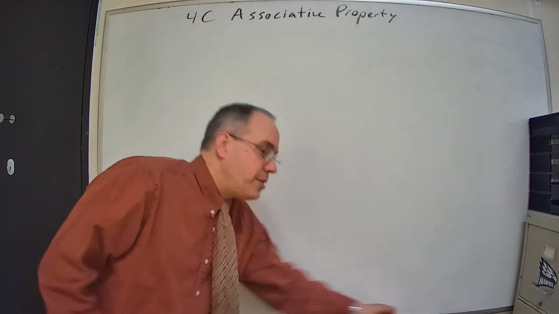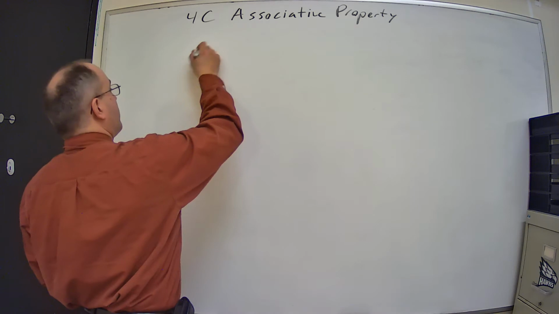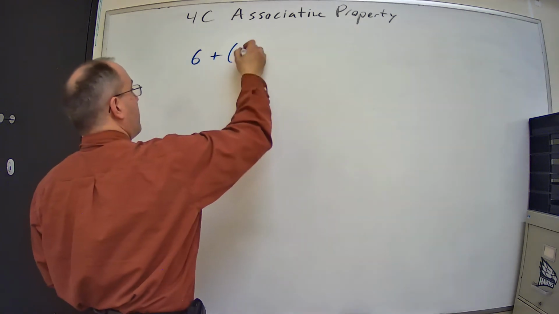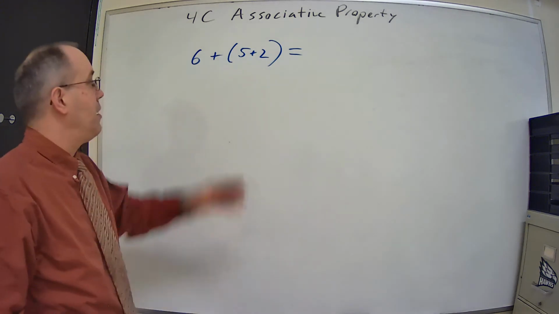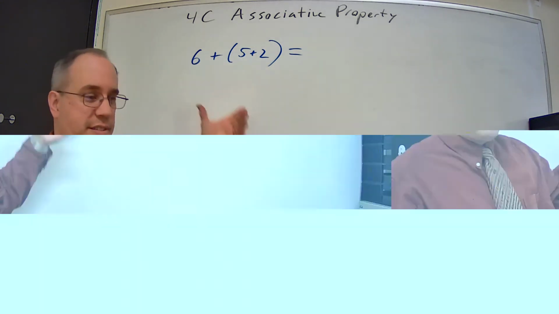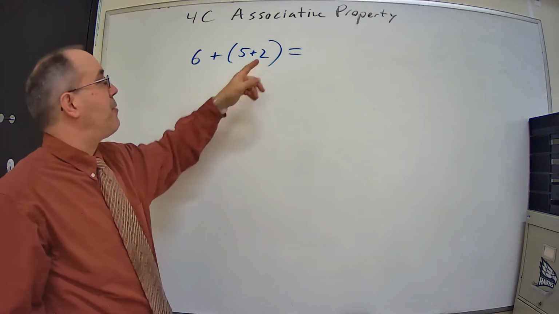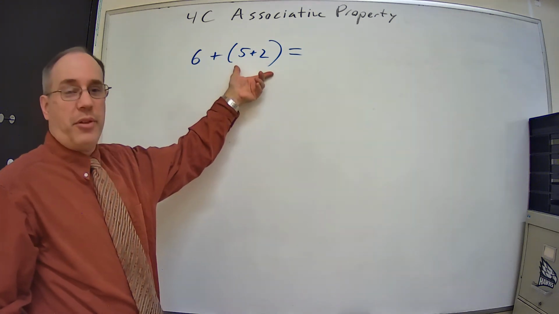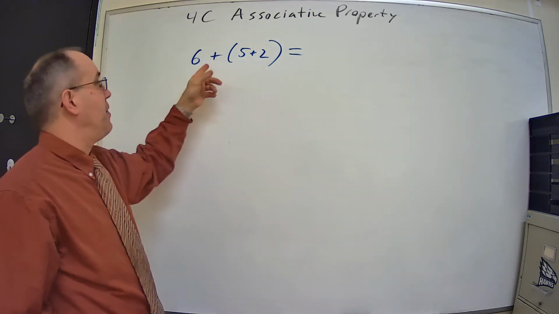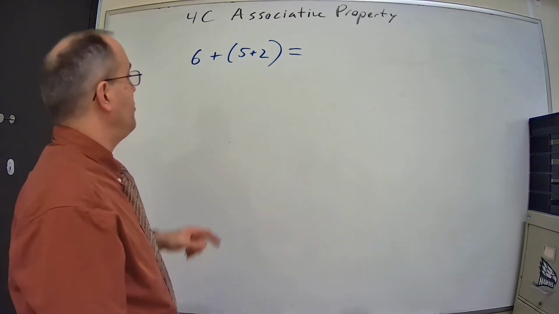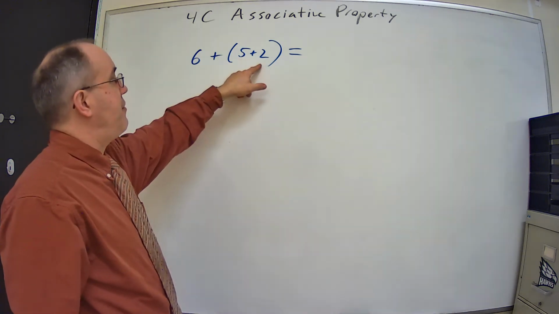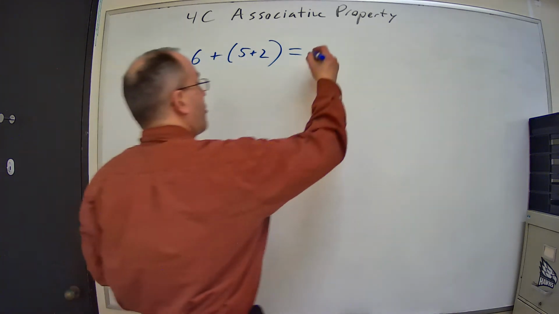I mean, if I were to take 6 plus (5 plus 2), remember, parentheses says grouping, right? We're grouping the 5 plus 2. That tells us to add 5 plus 2 first, and then add 6. Well, if I do that, I have 5 plus 2 is 7, plus 6 is 13.